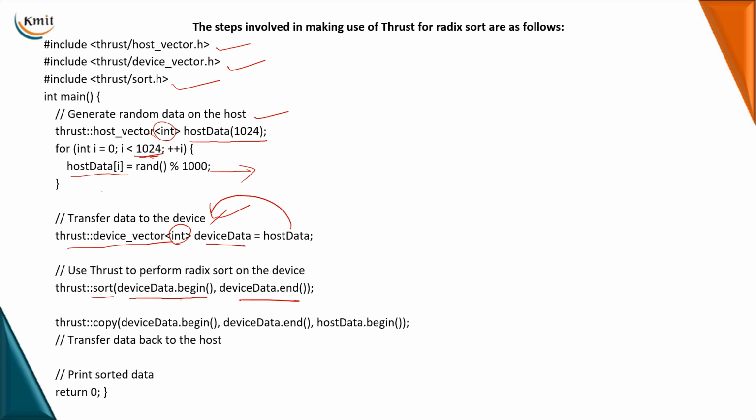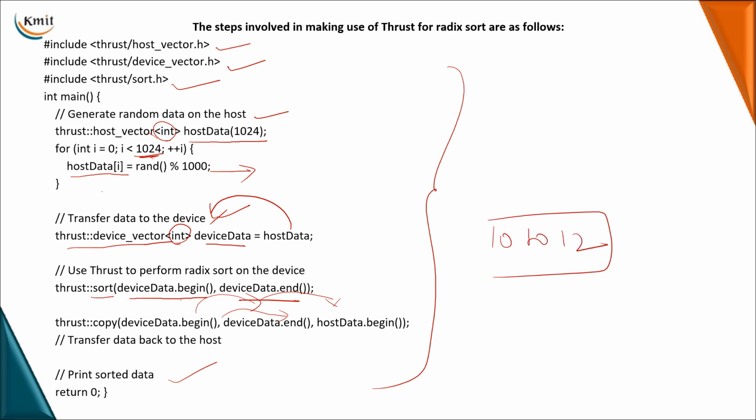And once you are done with the sorting process, you just transfer the data back to your host. So device_data.begin and device_data.end indicate that you are transferring the data back to your host, and you can then print the sorted data. When you see the program, it is hardly a matter of 10 to 12 lines, where you write built-in functions and complete your program. That is the main advantage of using the Thrust library.